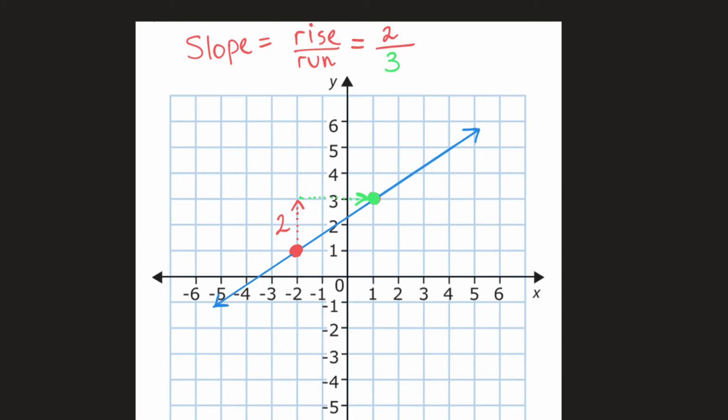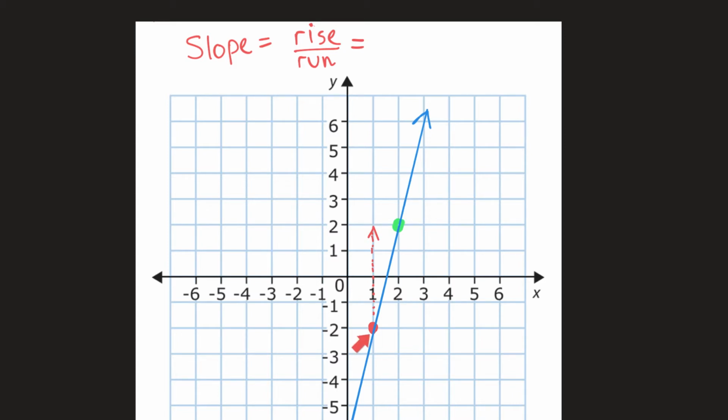Okay, I have another one for you. Here's another one. And again, we're figuring out what is the rise. How far do you go straight up? So I'm using my red pen and I'm traveling up here. And what is that distance? Well, I'm going to count. This starts at 0 and you go up 1, 2, 3, 4. So the rise is 4. I'm going up 4. And so when I write down my slope, that's 4.